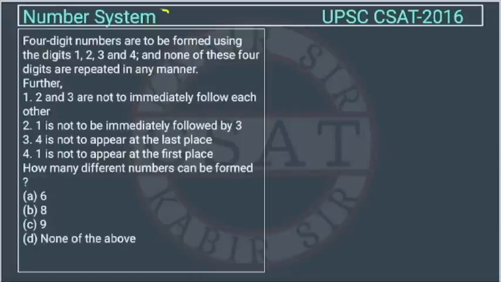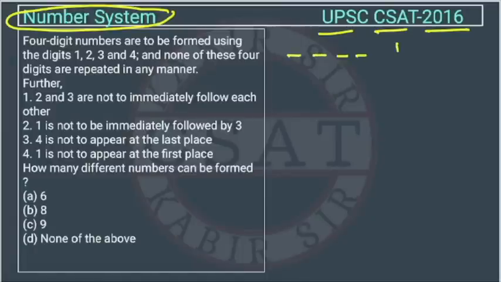This is a question from number system asked by UPSC in the CSAT paper of 2016. 4 digit numbers are to be formed using digits 1 2 3 4. So there we have to find 4 digit numbers, right? The digits we can use are 1 2 3 4, and none of these 4 digits are repeated. So they are not repeated in any manner.